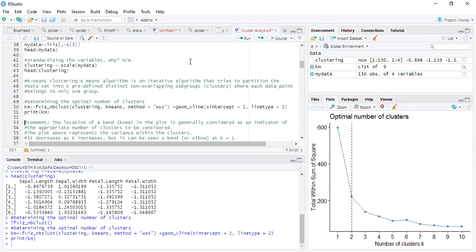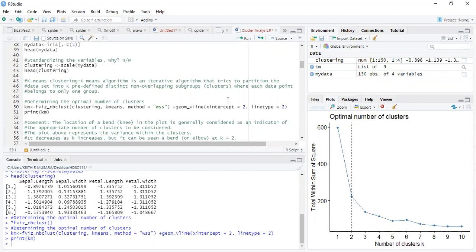Even looking at 4 to 5, the change is not significant, nor 5 to 6. The change that was significant is from 1 to 2, and even from 2 to 3. So I may decide to let my number of clusters k equal 2, or k equal 3.